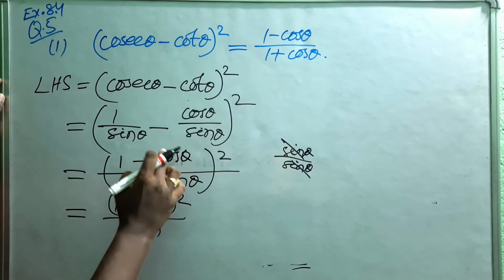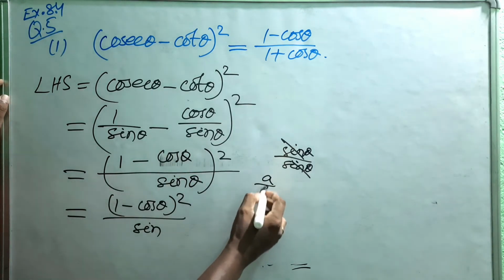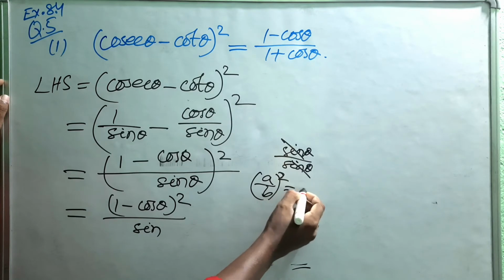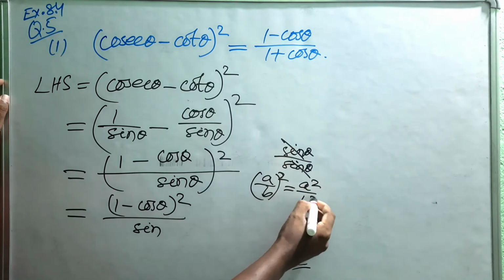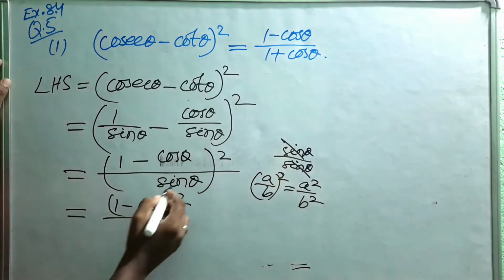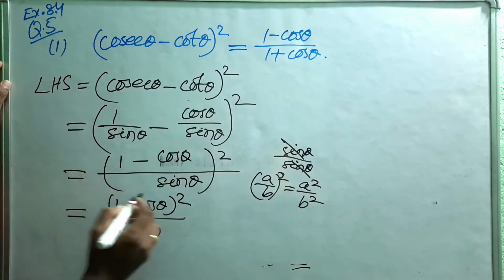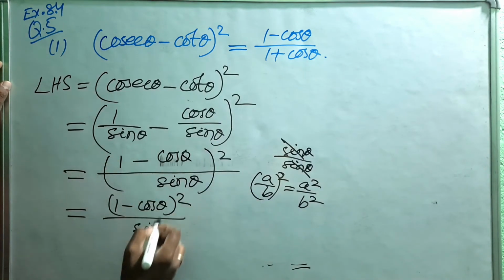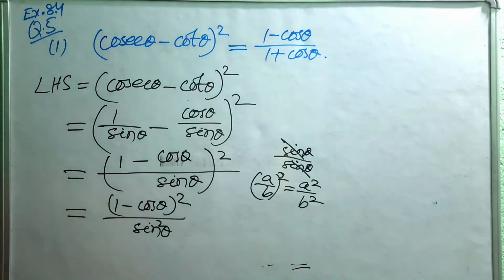Since (a by b) whole square is equal to a square by b square, you will apply that formula here. So (1 minus cos theta) whole square by sin theta whole square, that is sin square theta. Okay. Now what we'll do, let me erase this one.